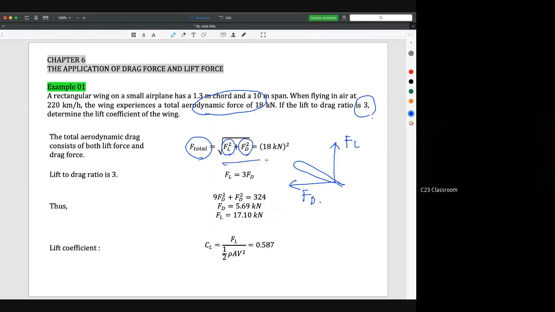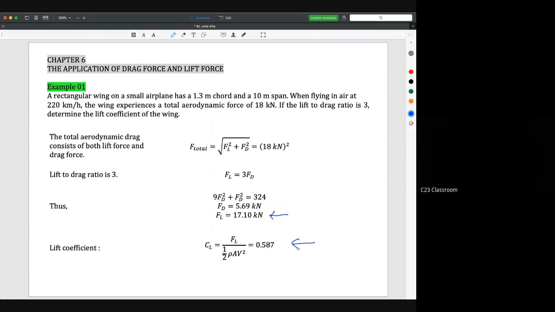So we could have this term, and then in this question, it gives that the lift to drag ratio is 3. That means the ratio between lift force and drag force can be written like this. By using these two equations, we have 9 FD squared plus FD squared equals 324, and then we could determine that the lift force is 17.1 kilonewton.